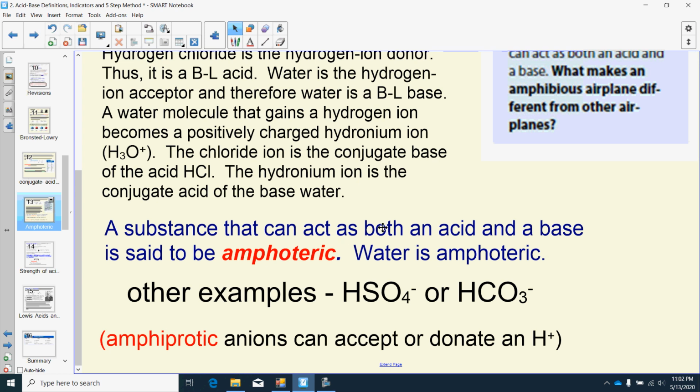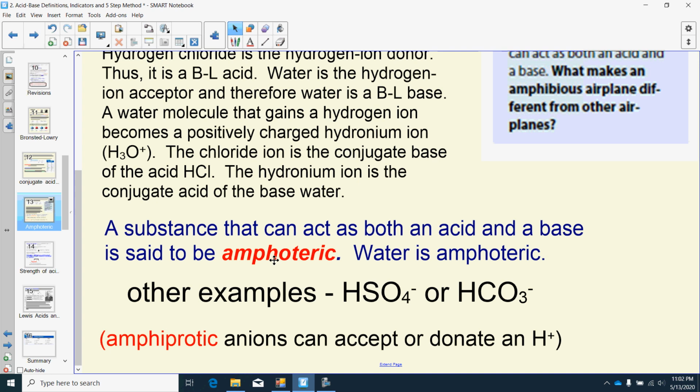Amphoteric, it's a substance that can act as an acid and base. Amphiprotic's a little more specific. Amphiprotic, remember, protic means protons. So amphiprotic is a substance, an anion, that can accept or donate an H. Okay, now they're saying kind of the same thing, and you're right. You can be amphiprotic and amphoteric, but sometimes you can be amphoteric and not amphiprotic.